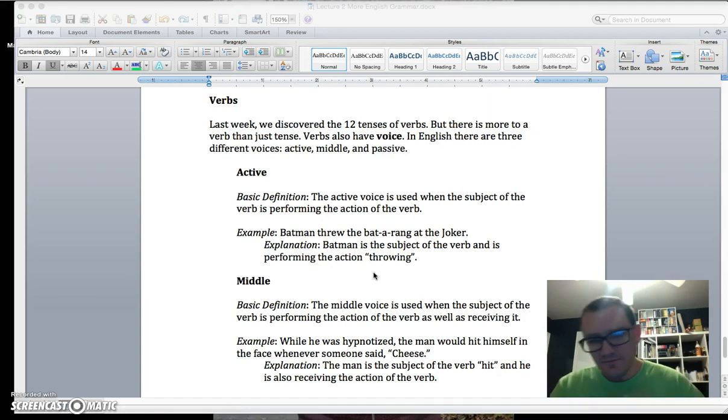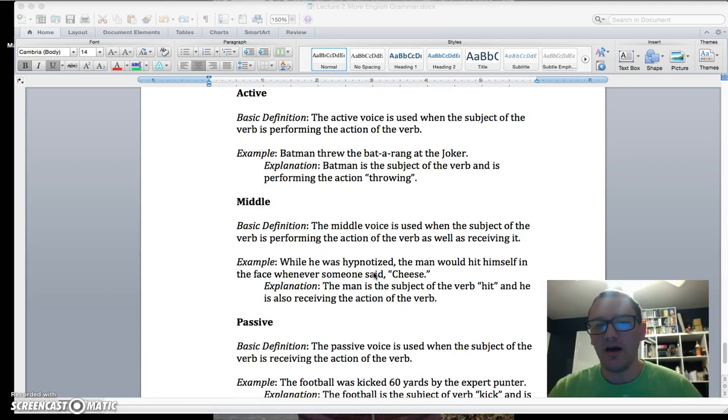So the ones I gave you to practice on last week were all active voices. And what I mean by active is that the subject is doing the action of the verb. Okay? So Batman is the subject of the verb in the sentence, "Batman threw the batarang at the Joker," right? So Batman is throwing the batarang.